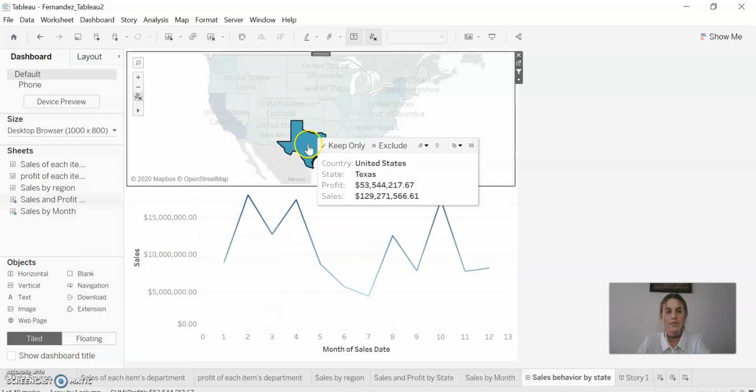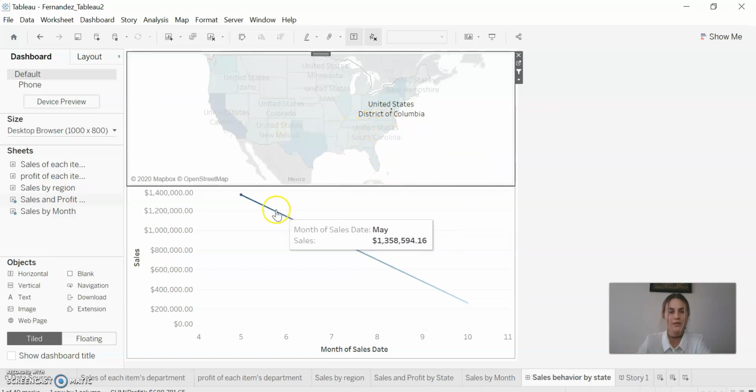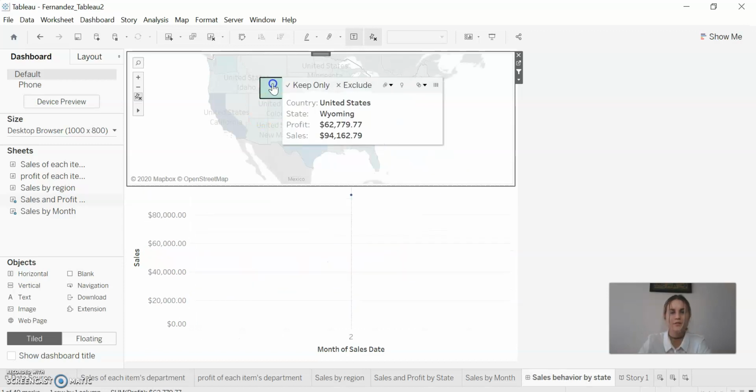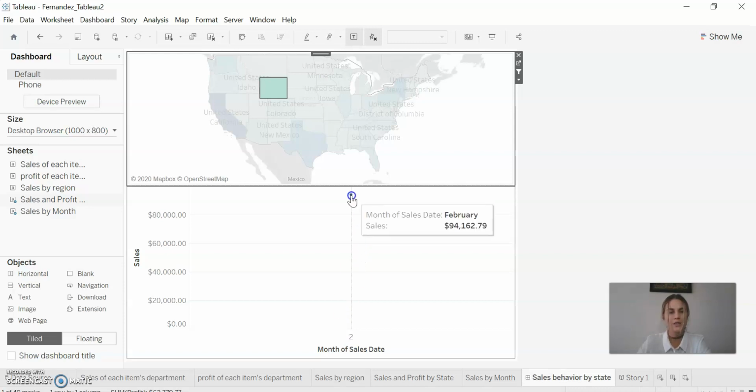So this is how it looks. It's pretty cool. I love this feature a lot. You can see that there are a lot of weird scenarios in here, like this one. Let me see. I think it was the state of Wyoming. Something really weird, peculiar, I must say, happens here. The only month that anything was sold was in February, and the sales were 94,162 and 79 cents. That's pretty odd to me.